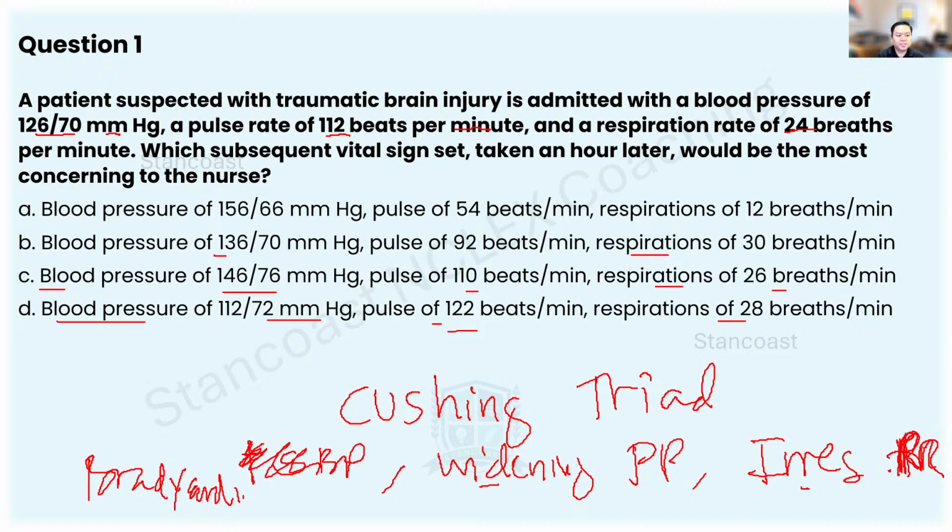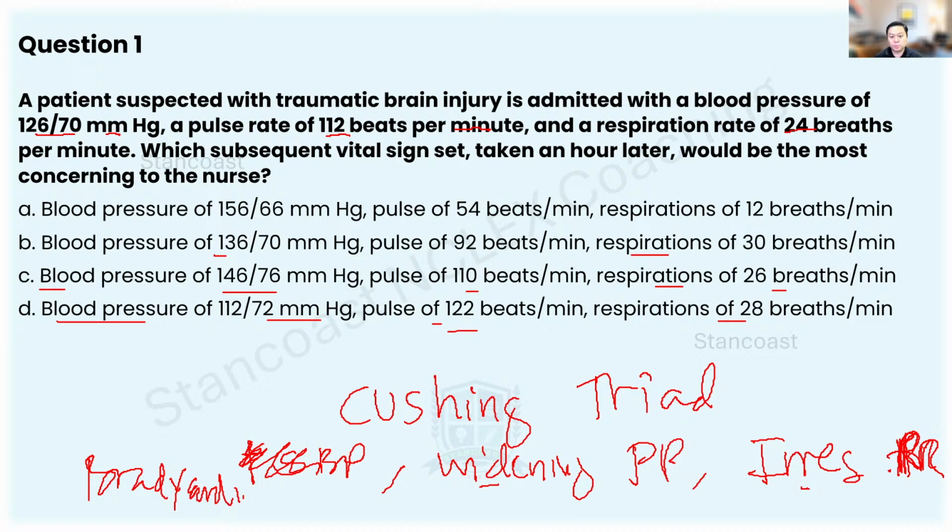Look into the widening of the blood pressure, 156/66. That is huge. What's the difference? That's about 90. That's greater than 60 mmHg. That is already a sign that the patient is going into systolic hypertension. And the patient's heart rate is already going lower, 54. And the patient's respiration is 12.